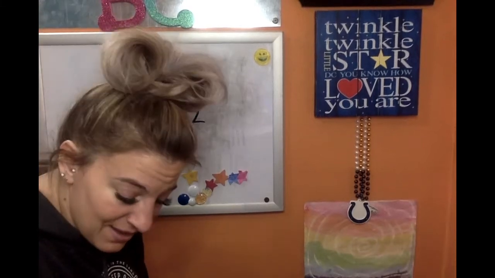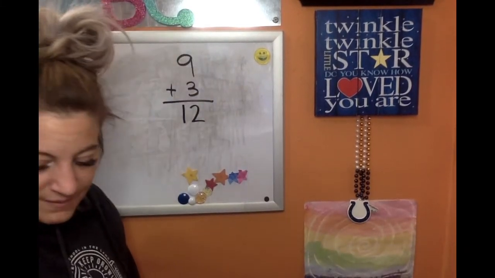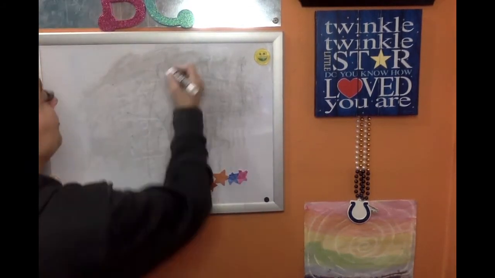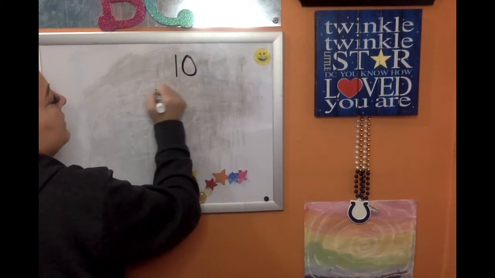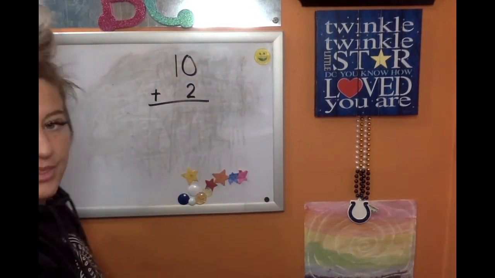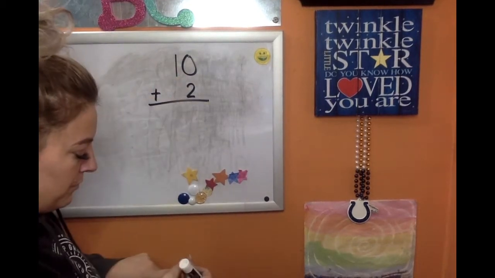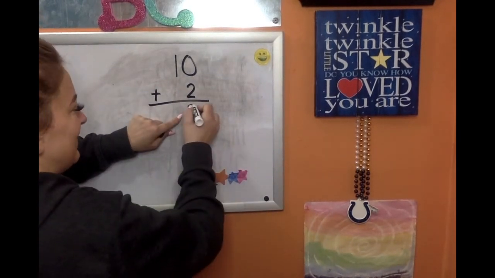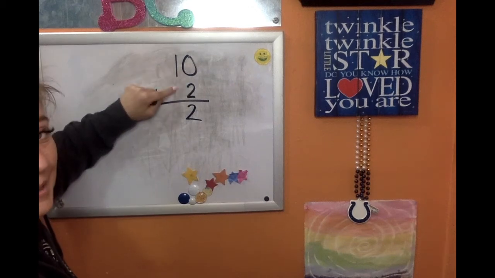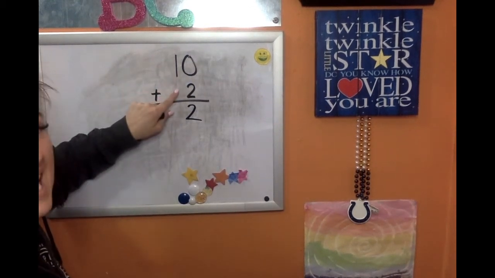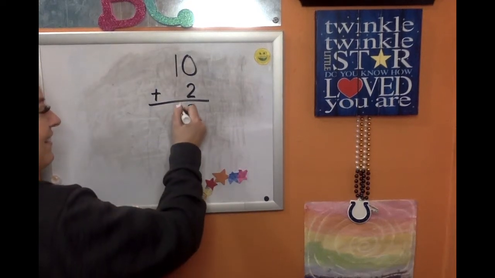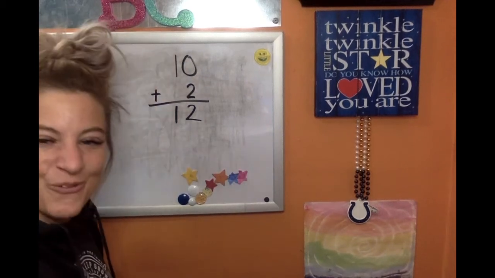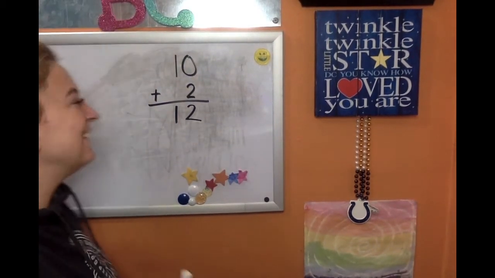Let me write that down. All right, the next one, 10 plus 2. What is 0 plus 2? 2. What is 1 plus nothing? 1. Hey, they both equal 12. That was 2 different ways to find 12.